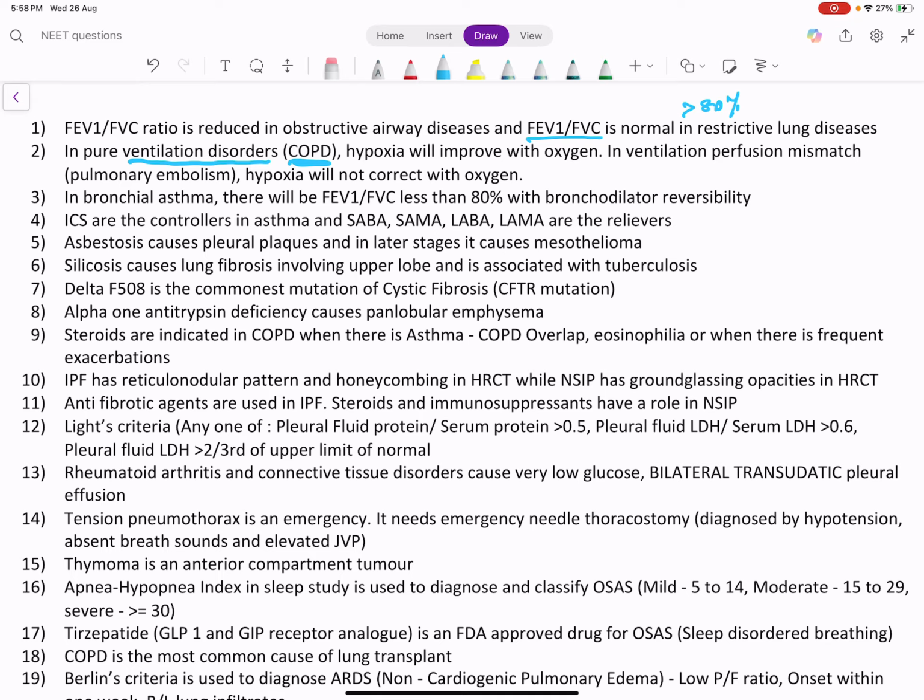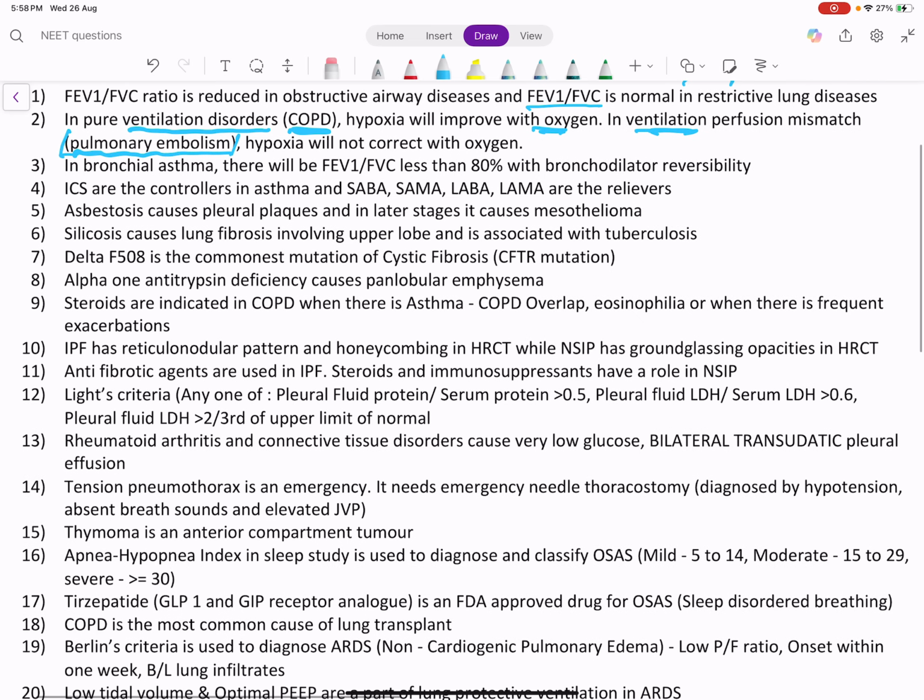Giving oxygen will improve the hypoxia. Whereas in ventilation perfusion mismatch, an example is pulmonary embolism. Here, ventilation, that is air entry into the lungs, is normal, but the blood supply to a particular segment of the lung is abnormal because perfusion is affected by embolism. Here, giving oxygen will not improve the hypoxia. So in ventilation disorders, hypoxia will improve; in ventilation perfusion disorders, hypoxia will not improve. This is an important physiological concept which will help us understand the pathogenesis of pulmonary embolism.